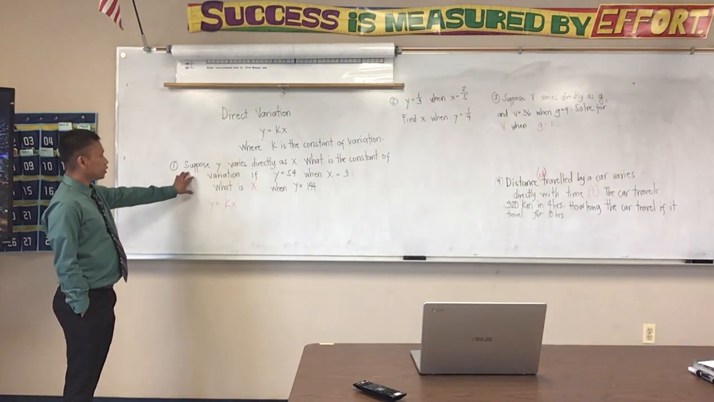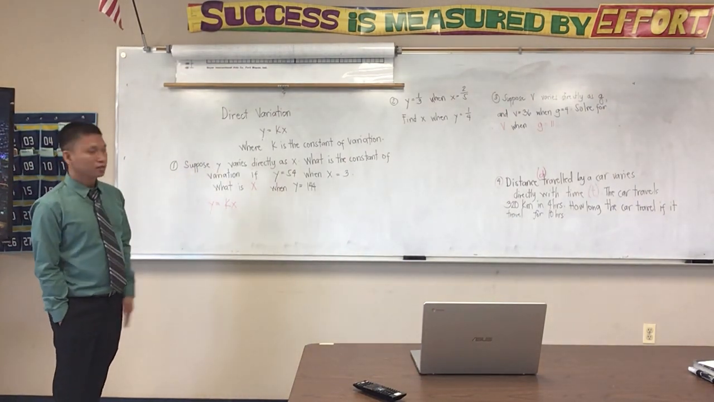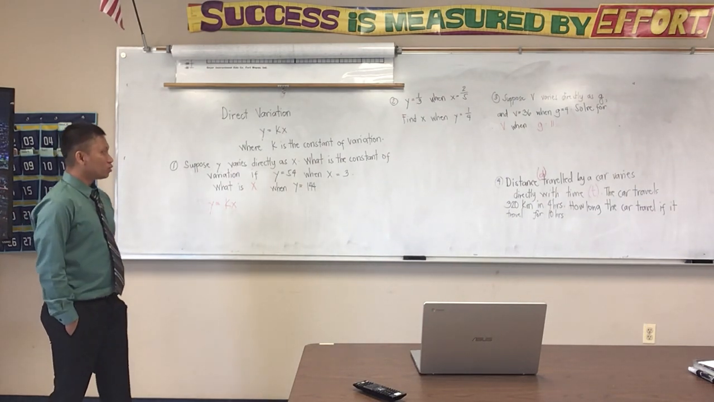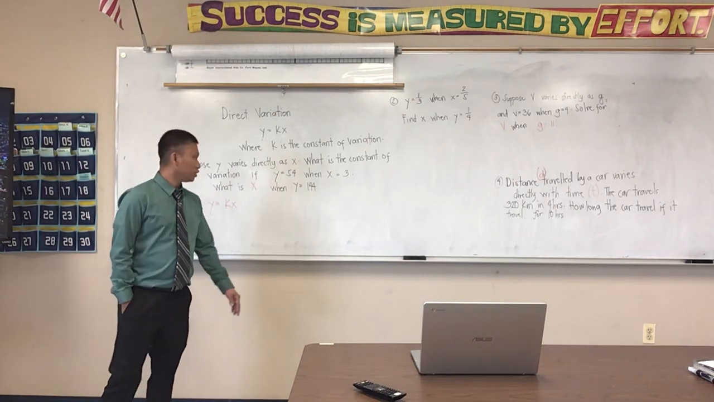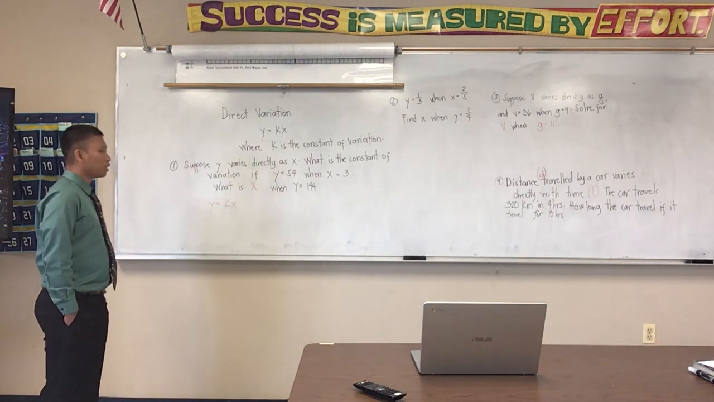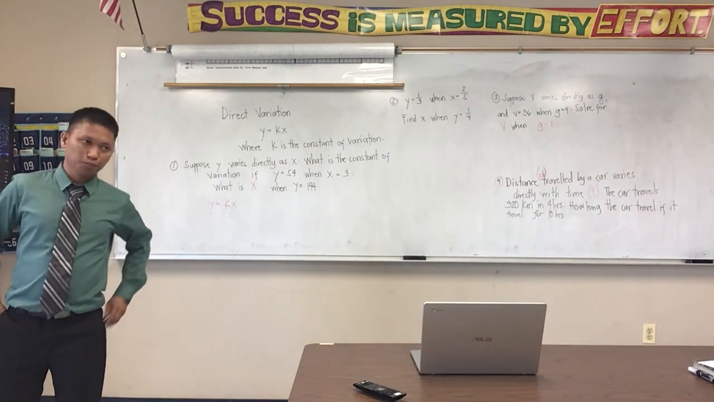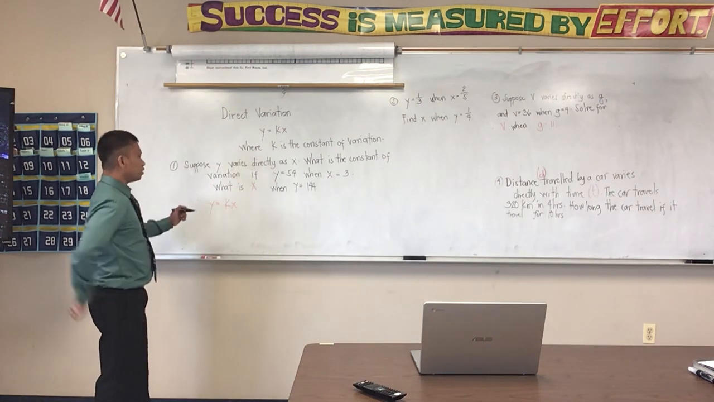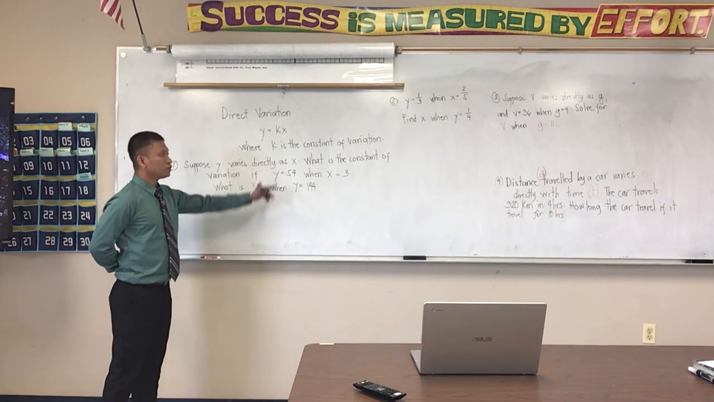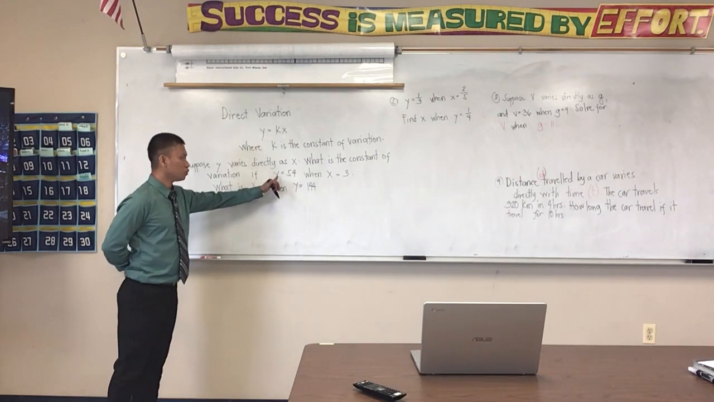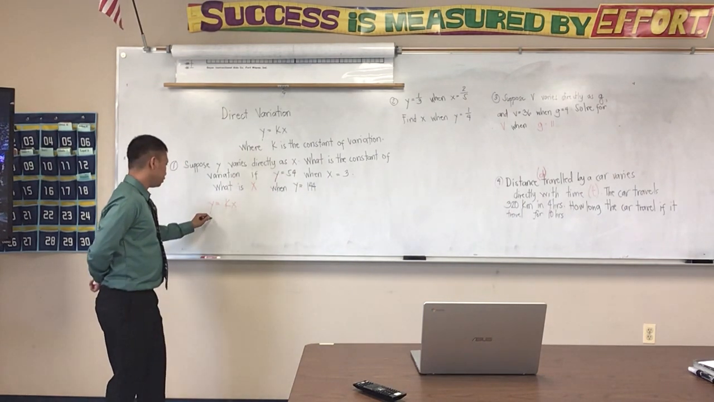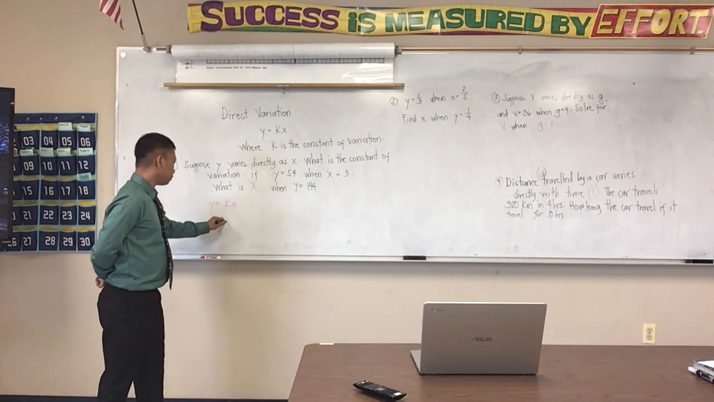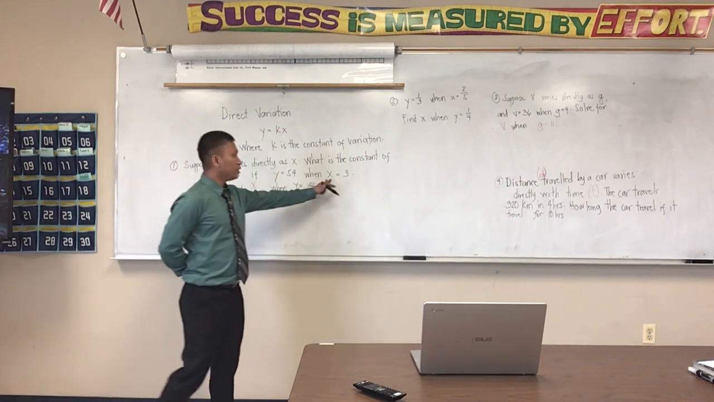So we're focused here. Suppose y varies directly as x. What is the constant of variation if y equals 54 when x equals 3? We are going to solve first for the constant of variation, represented by the variable k. To solve for it, we substitute y equals 54 and x equals 3.